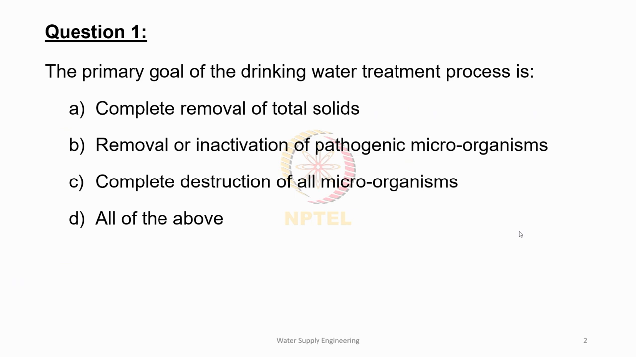So question number one. The primary goal of the drinking water treatment process is option A, complete removal of total solids, option B, removal or inactivation of pathogenic microorganisms, option C, complete destruction of all microorganisms, option D, all of the above. Please type in your answers in the chat box. So, what is the primary goal of drinking water treatment process?